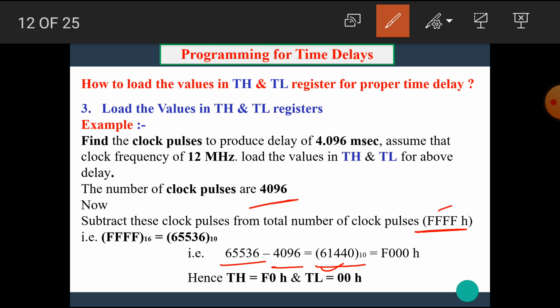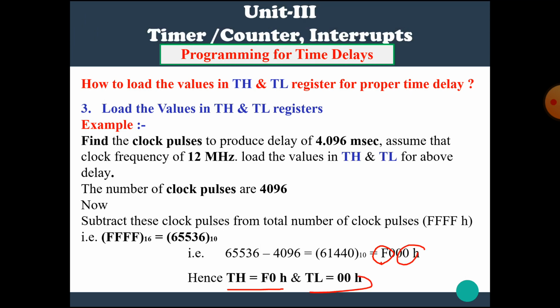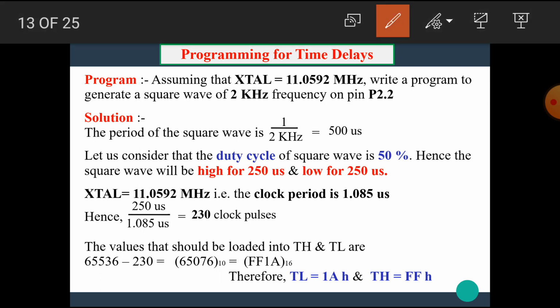Then we have to convert this decimal number into a hexadecimal number, and its equivalent hexadecimal is F000H. Okay, here we get the number F000H. That means this 00 is the low byte, hence it's stored in TL. F0 is the higher byte, hence it's stored in TH. The value of TH is F0H and the value of TL is 00H. I hope you all now understand how to find the values of TH and TL. Okay, now let's see the program.